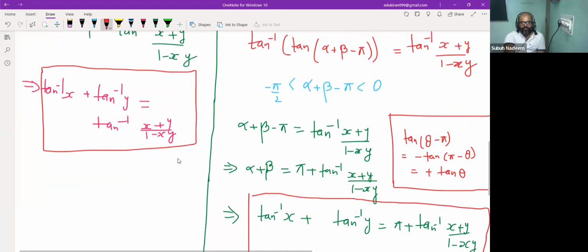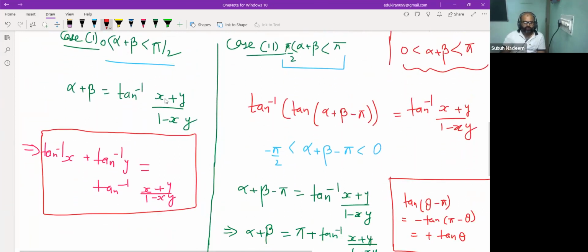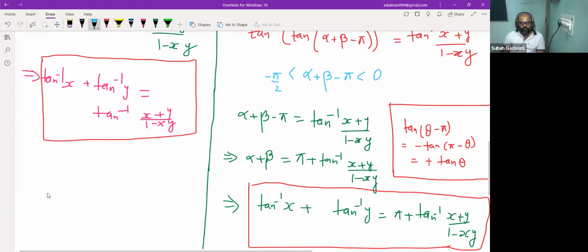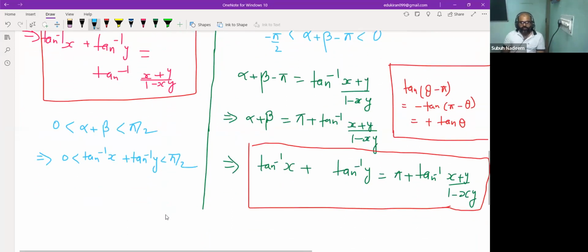For that, what we have to see is that alpha plus beta is between 0 to pi by 2. Now, if we see it carefully, if alpha plus beta is between 0 to pi by 2, that means tan inverse of x plus tan inverse of y is between 0 to pi by 2. This we know, that x and y are positive, so tan inverse x plus tan inverse y is greater than 0. Another condition is that tan inverse of x plus tan inverse of y is less than pi by 2.